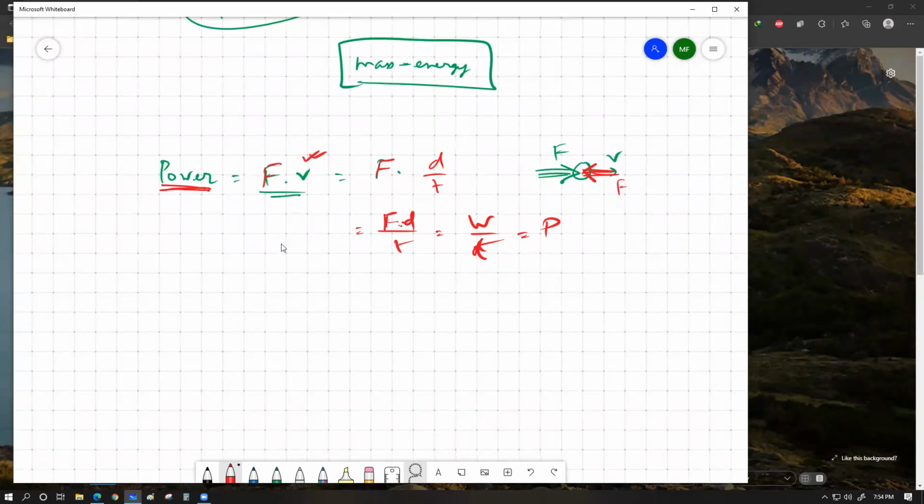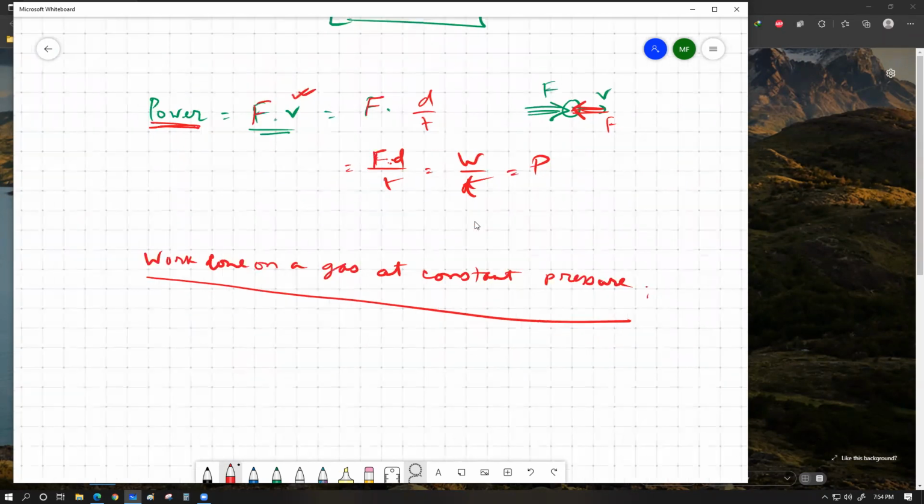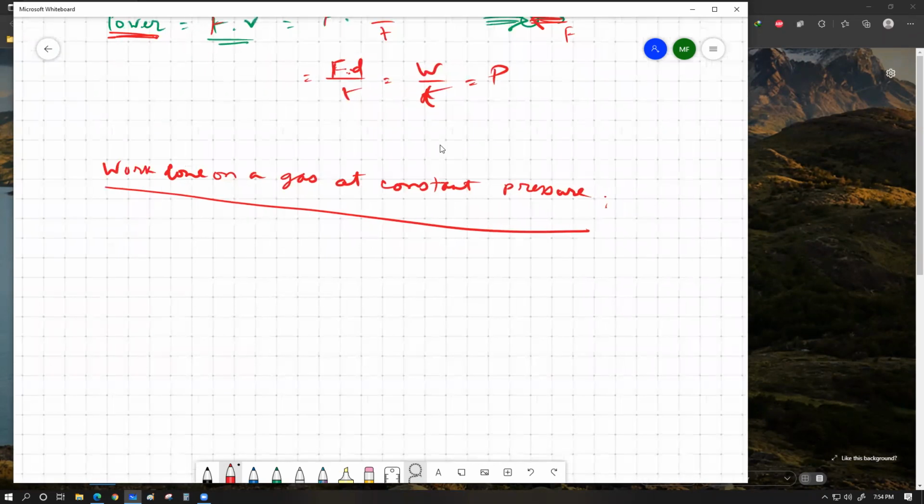There is one additional formula that we have within our syllabus for the case of work done on gas at constant pressure. Actually, the utilization of this formula is more vividly used in the A2 syllabus, where we go for the ideal gas equations and their individual implications and formulas and everything.